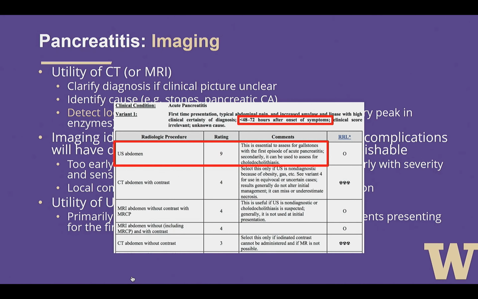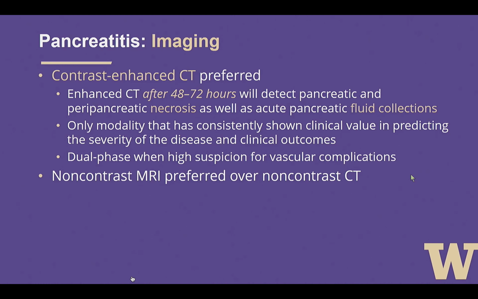So this is a screenshot of the ACR appropriateness criteria. You can see in this setting, 48 to 72 hours after the onset of symptoms, ultrasound is by far the preferred modality. After 48 to 72 hours, contrast-enhanced CT becomes the preferred modality. As I said, this is the ideal time to image patients to detect local complications and pancreatic necrosis. Contrast CT is the only modality that's been consistently shown to have value in predicting the severity of the disease and the clinical outcomes. If you have a high suspicion for vascular complications, then you can consider a dual-phase pancreatic protocol CT. For patients who can't get IV contrast, a non-contrast MR is better than a non-contrast CT.